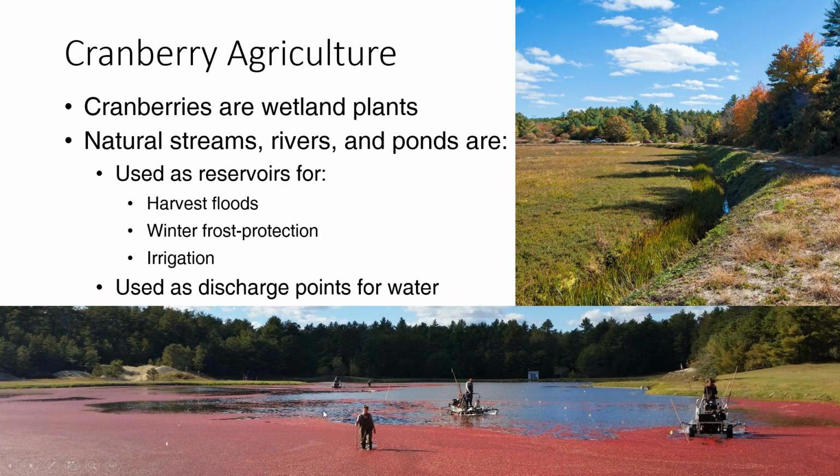So the image on the bottom here is a sort of iconic image of a cranberry harvest. The bogs are completely flooded and the berries are floated to the surface. And all this red are the red cranberries, and then they're corralled and taken off for harvest. The bogs are also flooded for winter frost protection, and then water is used for irrigation, again, both for frost protection and in the summer for growing the plants.